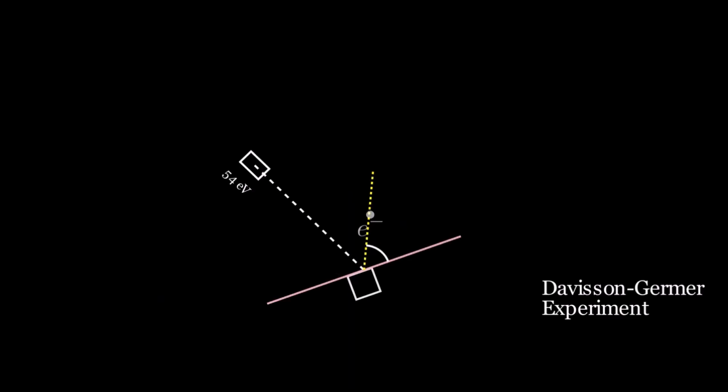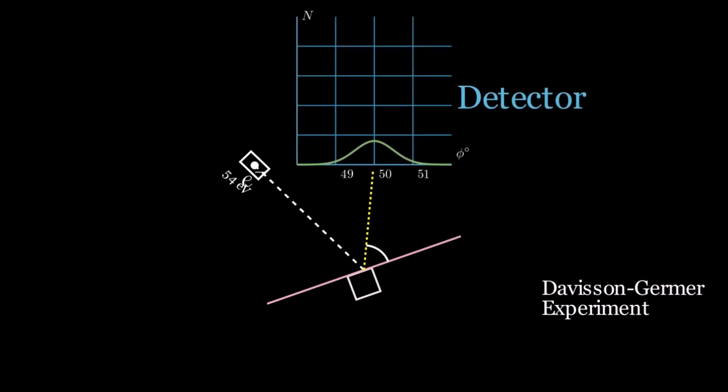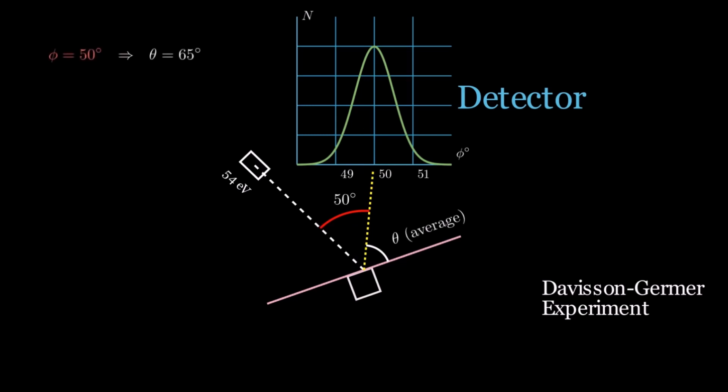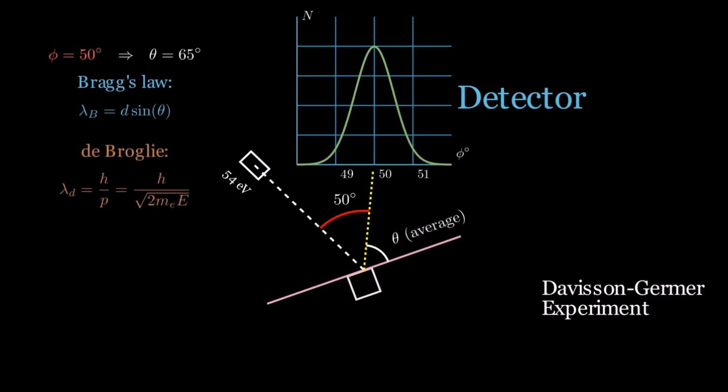In 1928, Clinton Davisson and Lester Germer presented the results of an experiment involving firing electrons onto the surface of a nickel crystal. They noticed that electrons are subjected to diffraction. At an energy of 54 electron volts, the diffraction was at an angle of 50 degrees. Using Bragg's condition, they found that the wavelength that gives this amount of diffraction should be.